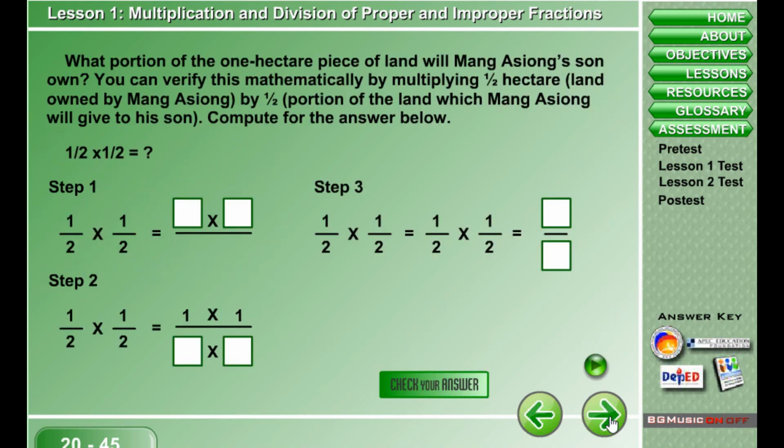What portion of the 1-hectare piece of land will Mang Asyong's son own? You can verify this mathematically by multiplying 1/2 hectare by 1/2. Compute for the answer below.